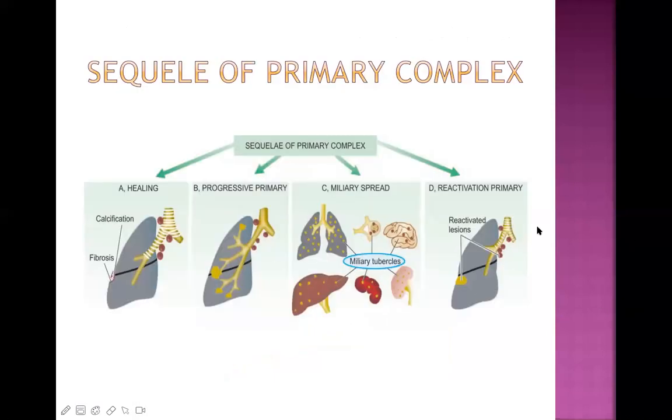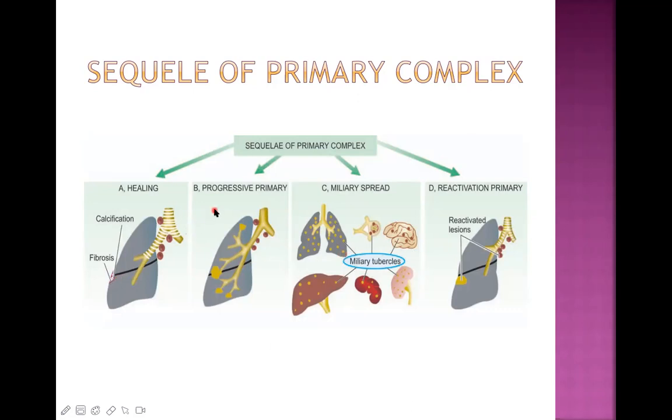Now, what are the sequelae of primary complex? What can happen to that primary complex? That is called sequelae. Now, see there, it is very nicely written. A is healing. It can heal completely, and after healing, it may calcify, or there may be extensive fibrosis. The calcification is written here, fibrosis here. So it has healed.